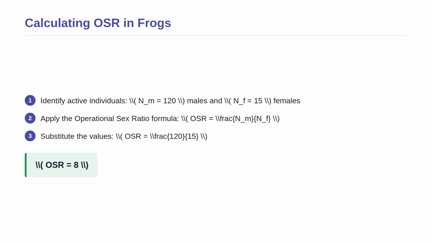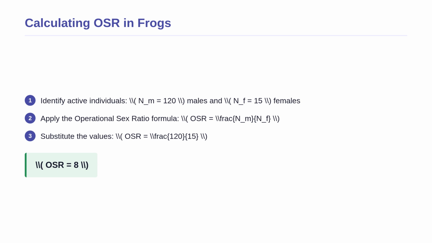Let us see this formula in action with a concrete example of a wood frog chorus. We are given that there are 120 croaking males and only 15 receptive females present at the pond on a given night. We need to calculate the operational sex ratio to understand the mating dynamics. We choose this formula because it reveals exactly how many males are competing for each available female.